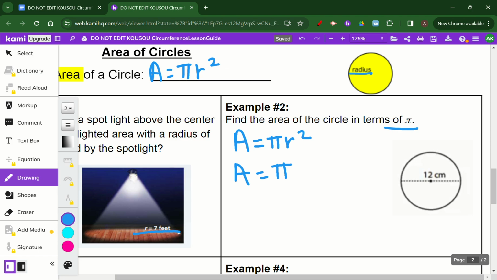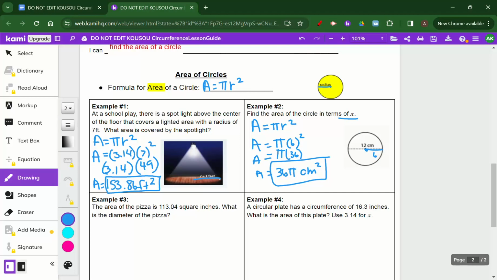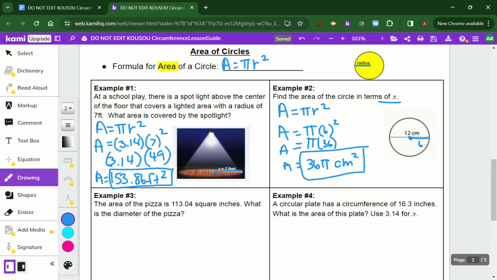And then our radius. So in this problem, from the center out would be 6 because the whole thing is 12, but the radius is only half of that. So from the center out will be 6. Alright, so now we have pi times 36, or we really write it as 36 pi. You treat pi like it's a variable, so it goes at the end. Centimeters squared. Anytime you have area, you have to square the units.